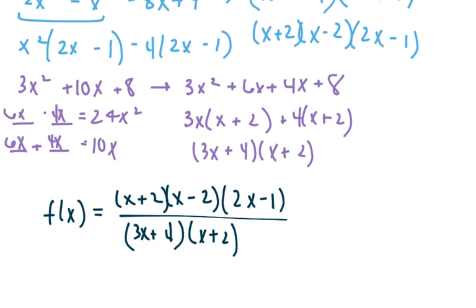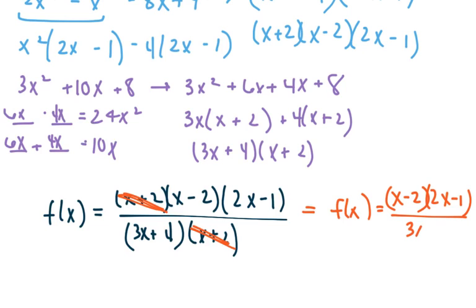Now, notice that our x plus 2 is going to cancel, right? So really, our final factored form that we're going to use moving forward is x minus 2 times 2x minus 1 all over 3x plus 4. To find all the other components of our graph, we're going to use this new factored form.